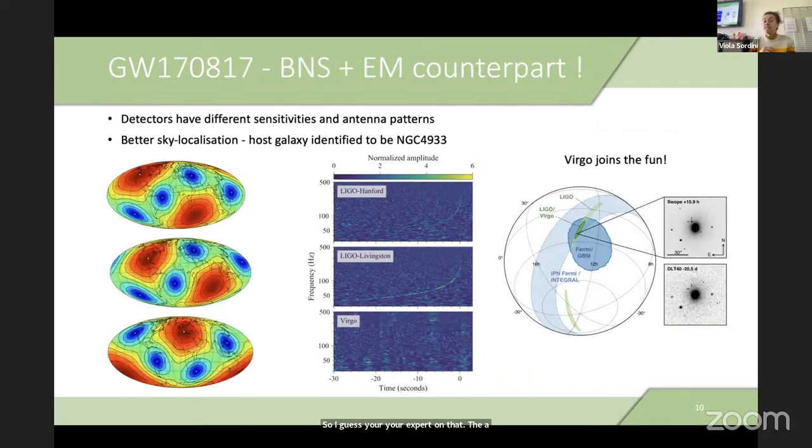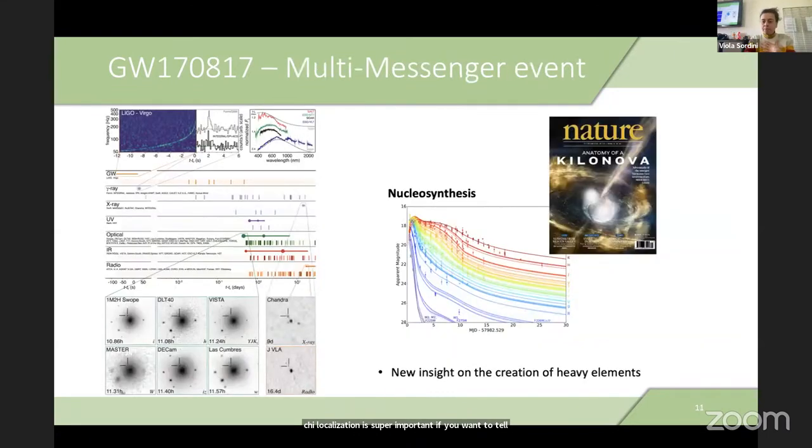A second milestone observation is the first observation of a coalescence of a binary neutron star system in 2017, and also the only, for the moment, gravitational wave detection with an electromagnetic counterpart. This is GW170817. You see in the middle the signals in the three detectors. In 2017, Virgo had joined the run, and as described by Soichiro just before, our detectors are not sensitive to all portions of the sky in exactly the same way, which means that having different detectors in different locations actually helps a lot in localizing the signal in the sky. This was the case for Virgo. You see on the right the sky localization. Light green is just LIGO, and dark green is LIGO plus Virgo. And of course, sky localization is super important if you want to tell astronomers, go look if you have an electromagnetic counterpart. So this was the birth of multi-messenger astronomy with gravitational waves.